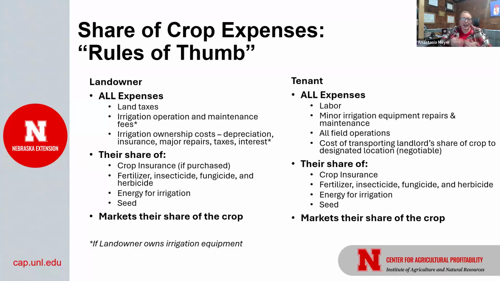Seed is kind of a wild card. I am working on a crop share survey and I'm seeing seed is all over the place. I have pockets where it is shared, I have pockets where it's not. And really, when you break it down, seed is something that probably should be considered to be shared because it is a very high input cost and it does reduce the need of insecticide, fungicide, potentially herbicide costs. So look at your expenses.